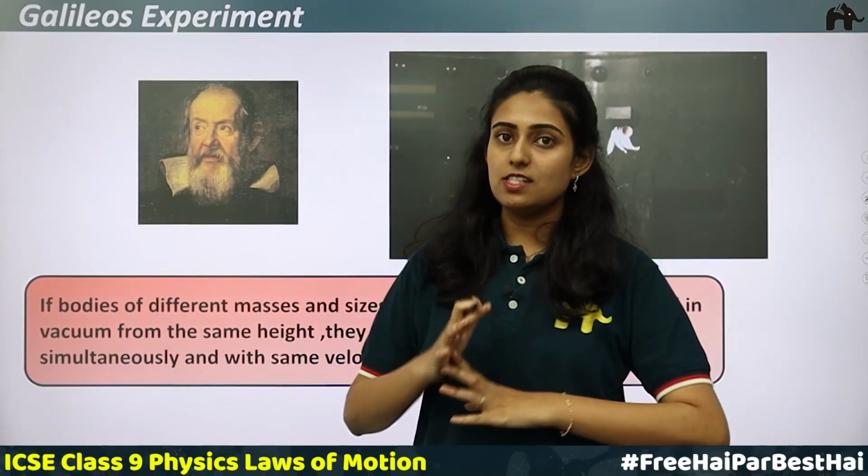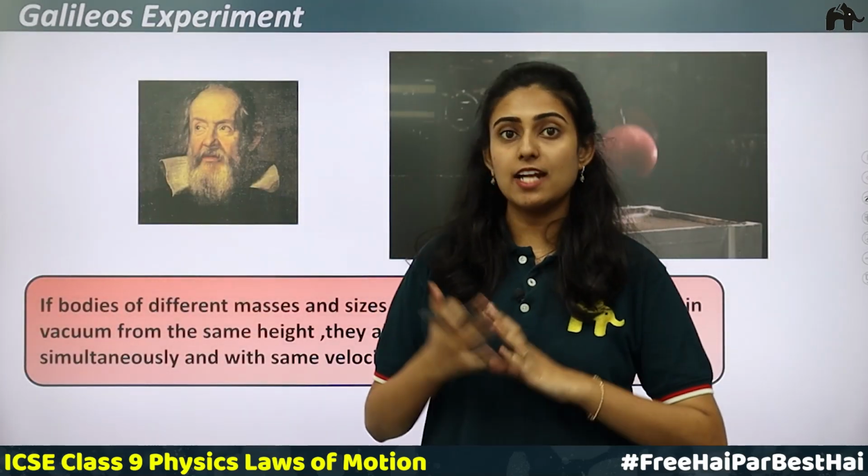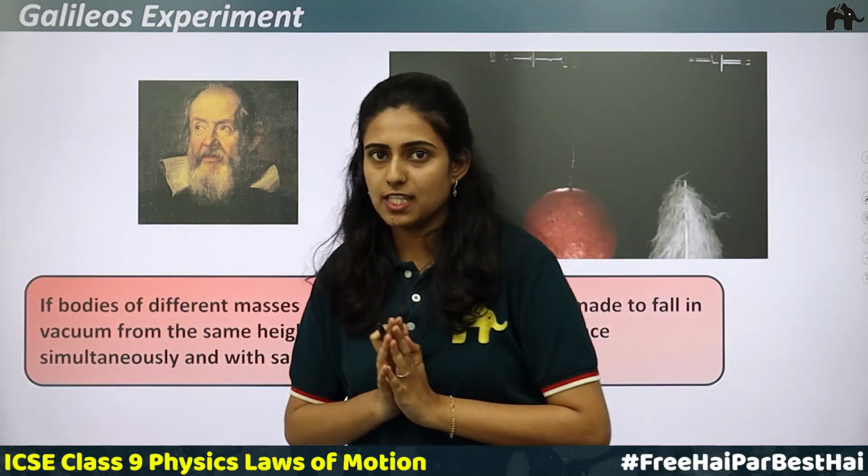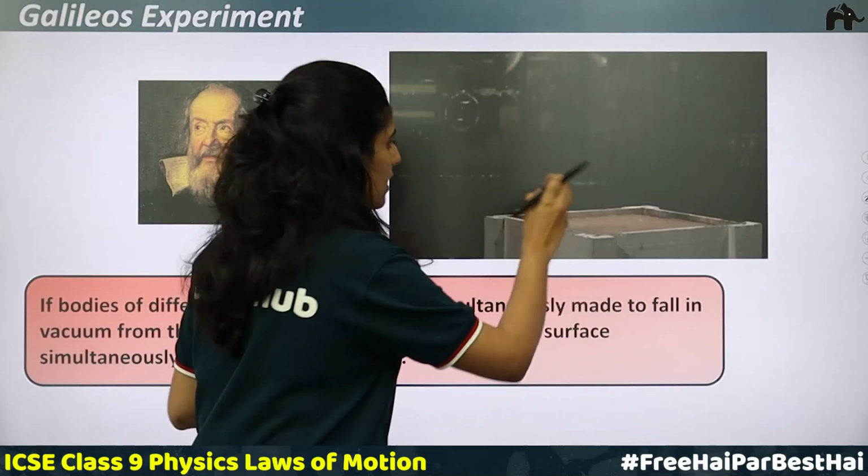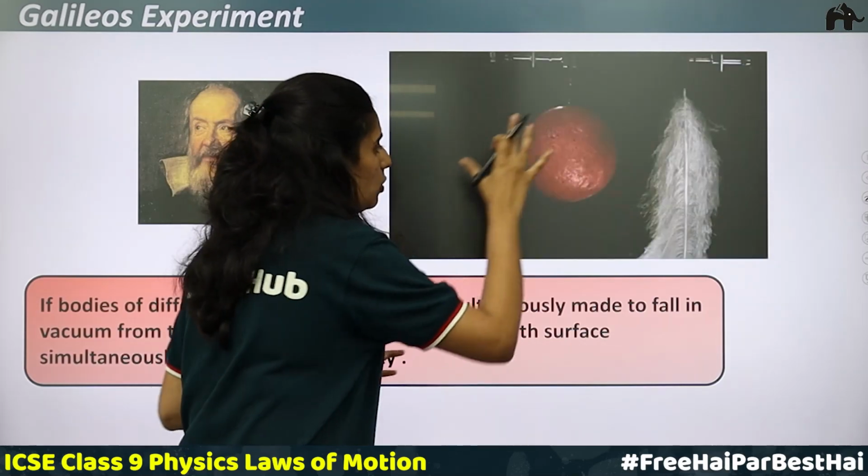Galileo was the first scientist who studied the motion of different objects under the force of gravity. So he performed an experiment. He used a bowl and a feather and they were made to fall.